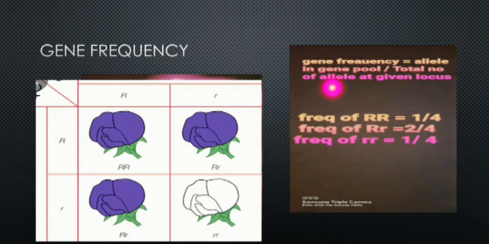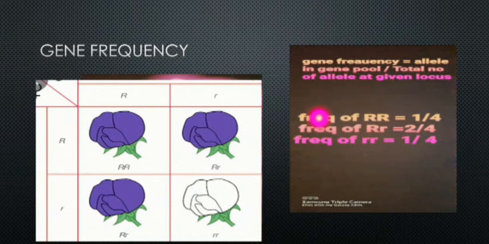So the number of an allele in the gene pool divided by the total number of alleles at the given locus is called the gene frequency. Suppose here is a red colored flower, and here also a red colored flower, but the genotypes are different: capital R, small r here, capital R, capital R here. According to the law of dominance, the capital R is present, that's why the flower is red colored here, and here is the white colored flower.